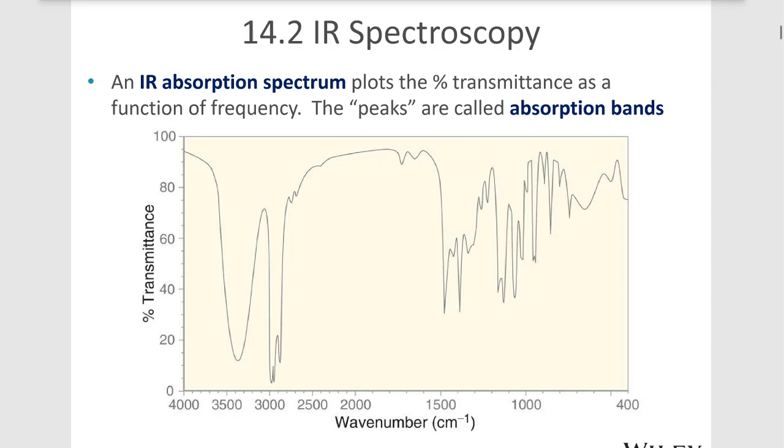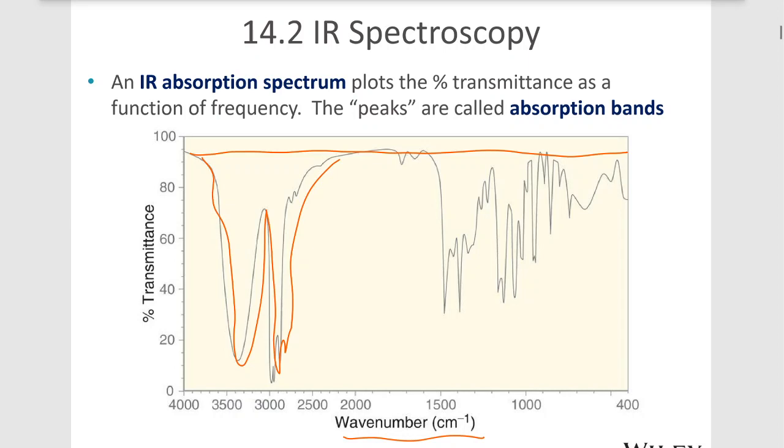So IR is a little bit different from most other spectra in that we're plotting percent transmittance as a function of frequency. Our frequency is given by wave numbers, and we'll talk about that in just a minute. But our baseline is actually at the top. That's kind of unusual for a spectrum. And then what we're measuring is the amount of light that's actually transmitted or correspondingly absorbed by the sample. So where the light is absorbed, we get a peak where there's less light. Okay, and these peaks are called absorption bands.